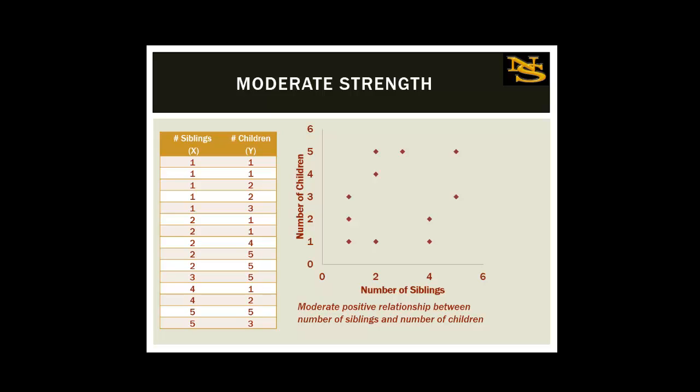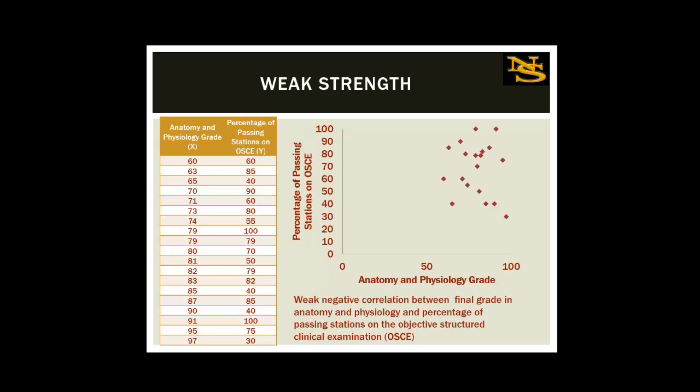We had another person who had 5 siblings, and they also had 3 children, just like one of the people that had 1 sibling. So there's not a really strong relationship between the number of siblings you had growing up and the number of children that you eventually have, although it's slightly positive. So there's a slight trend that more siblings tend to be related to more children, but I wouldn't bet on it. Here's an example of a weak relationship.